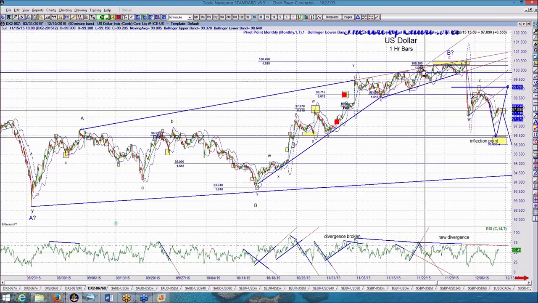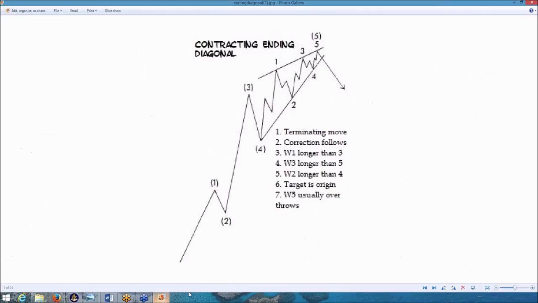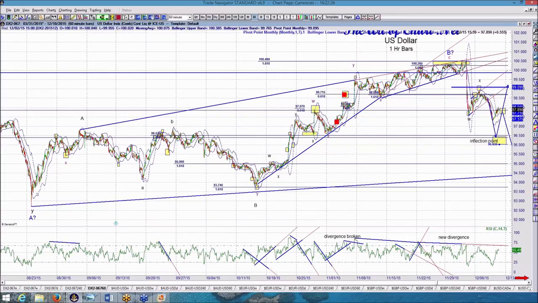Okay, this here is a contracting ending diagonal. And by the way, Jack and I have talked about this many times. When you get a contracting ending diagonal, it is a wedge formation. And by the way, that looks like this. The 1 is the largest wave, then you have a smaller 2, you have a smaller 3, you have a smaller 4, and you have a smaller 5. It's typically done in 5 swings. Okay, that's what a classical wedge looks like. It's a contracting ending diagonal. So that's what we have here.